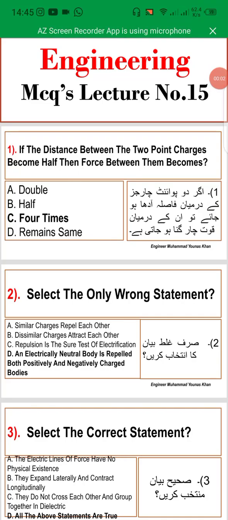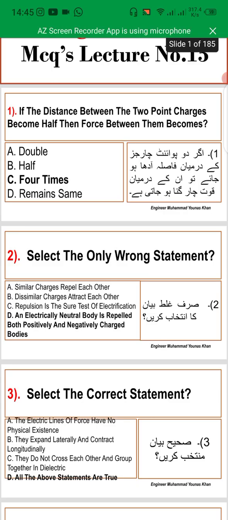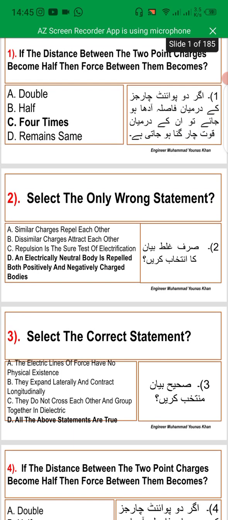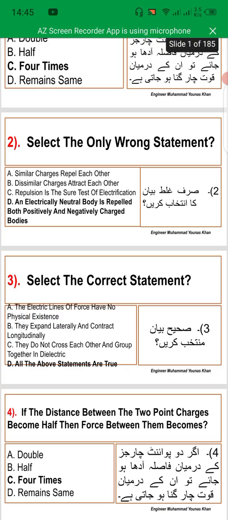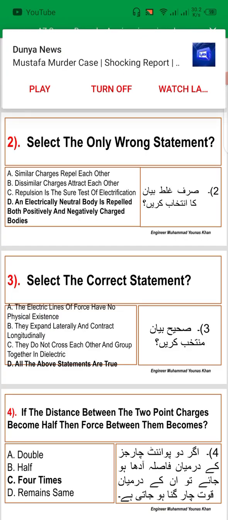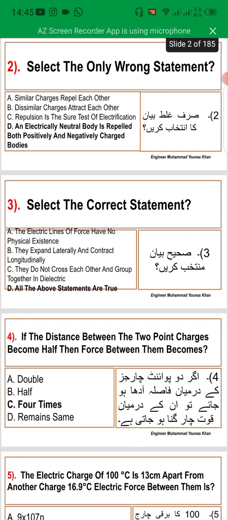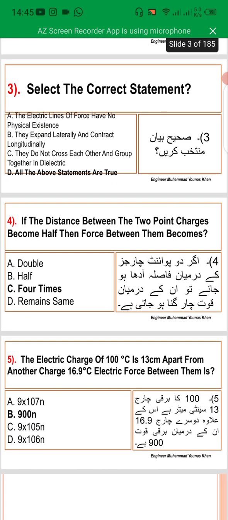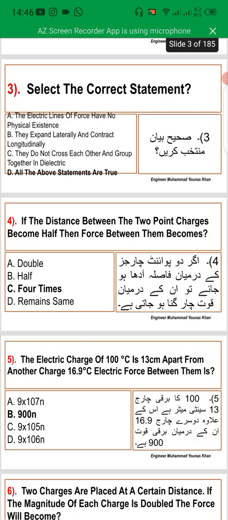If the distance between the two point charges becomes half, then the force between them becomes 4 times. Select the only wrong statement. An electrically neutral body is repelled by both positively and negatively charged bodies. Select the correct statement. The electric lines of force have no physical existence.